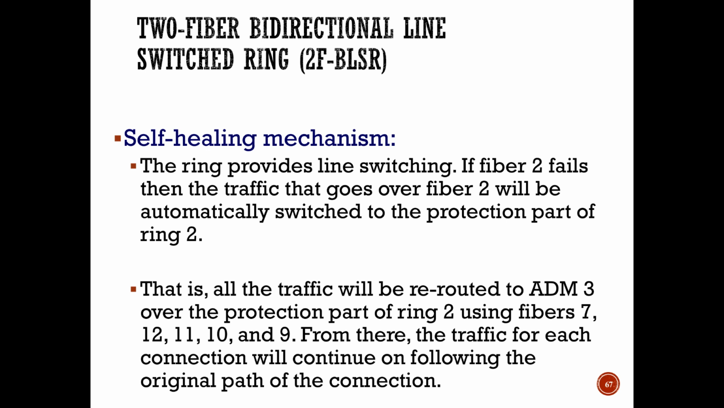Self-healing mechanism. The ring provides line switching. If fiber 2 fails, then the traffic that goes over fiber 2 will be automatically switched to the protection part of ring 2. That is, all the traffic will be rerouted to ADM3 over the protection part of ring 2 using fibers 7, 12, 11, 10, and 9. From there, the traffic for each connection will continue on following the original path of the connection.